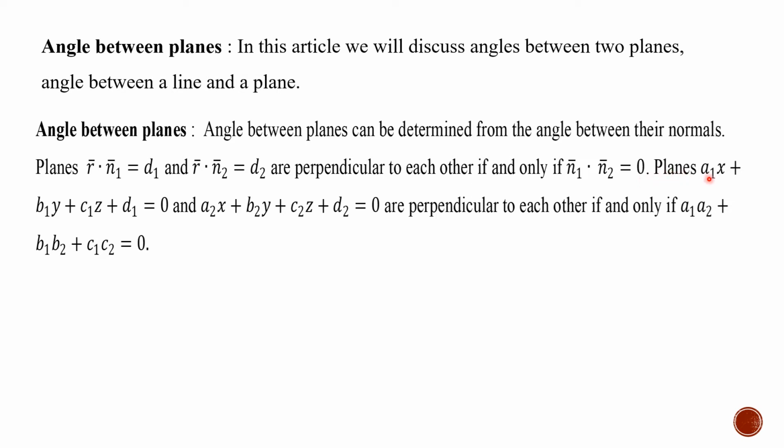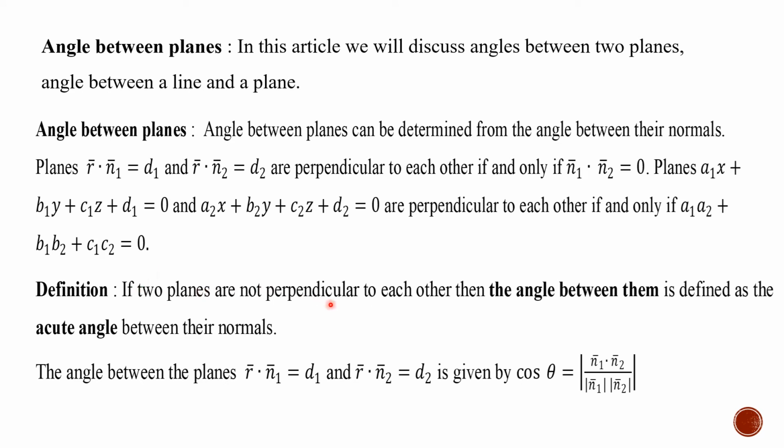Planes in Cartesian form a1x + b1y + c1z + d1 = 0 and a2x + b2y + c2z + d2 = 0 are perpendicular to each other if and only if a1a2 + b1b2 + c1c2 = 0.